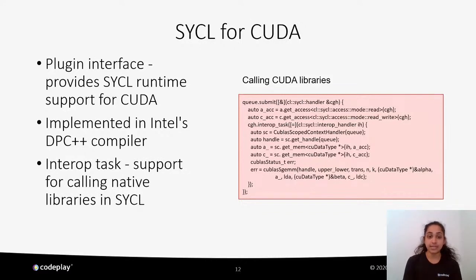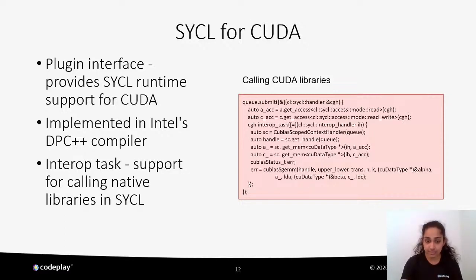SYCL also supports interop task, and the interop task enables the support for calling native libraries in SYCL. What we mean by this is any of the native libraries for a particular processor which has already been tuned or provided for that processor can be directly called from a SYCL program.